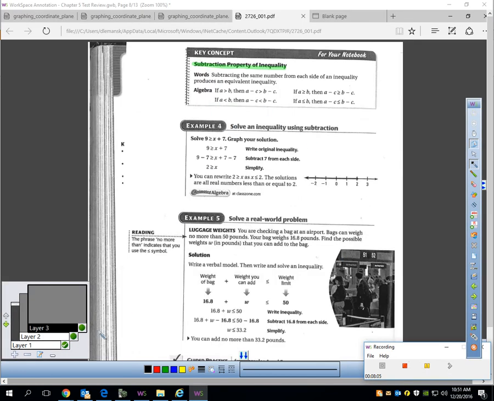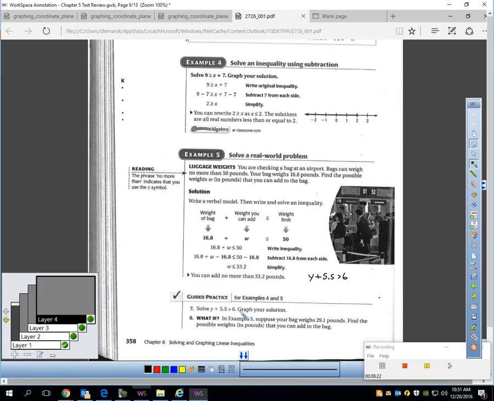There is also a subtraction property of inequality. If you subtract the same number from each side of an inequality, you will always produce an equivalent inequality. Here would be a sample of that. Solve y plus 5.5 is greater than 6. Graph your solution. Well, to get y by itself, I have to take away 5.5 from each side, which will cancel these out. And I'm going to find out that y is greater than 0.5.